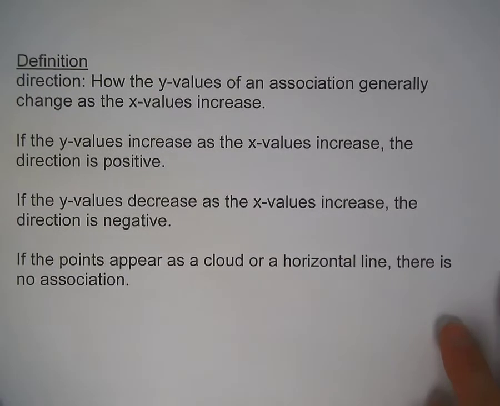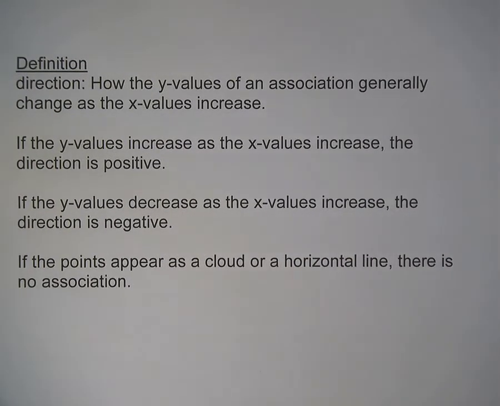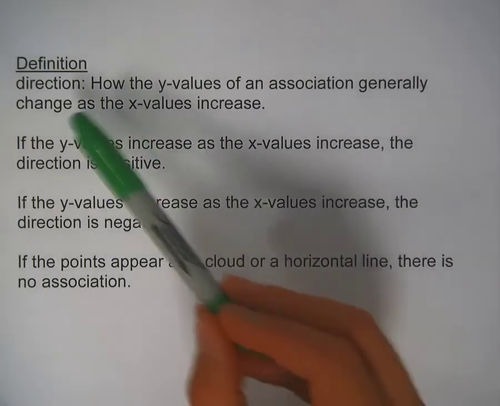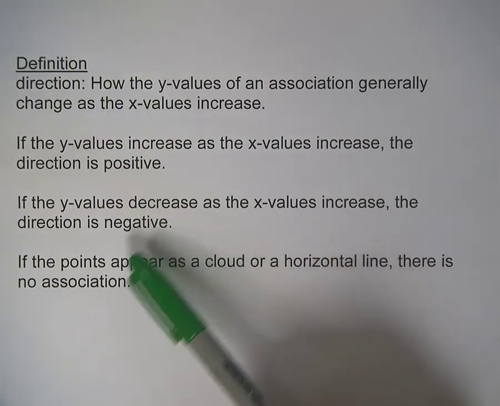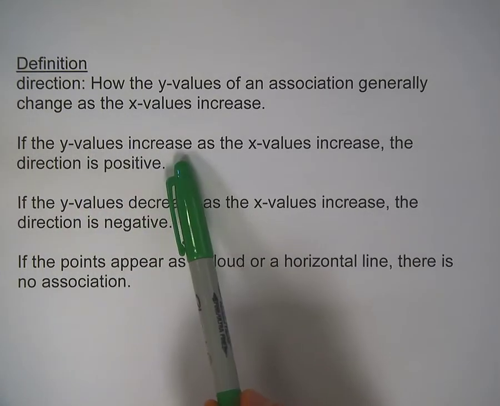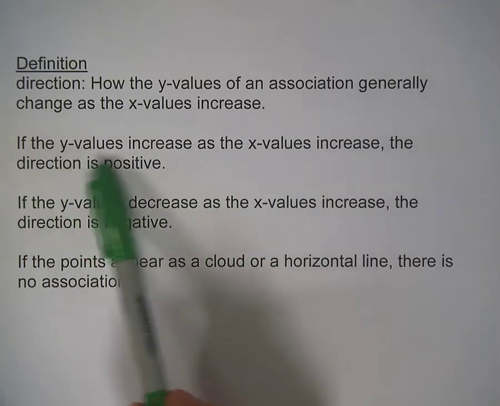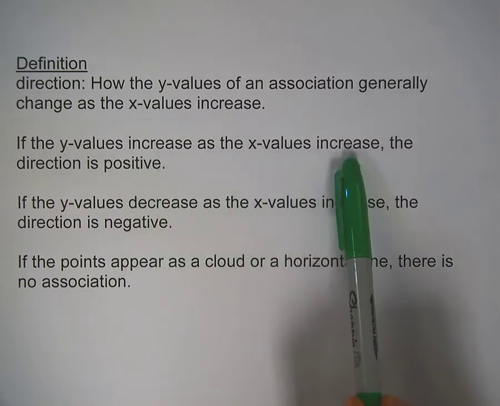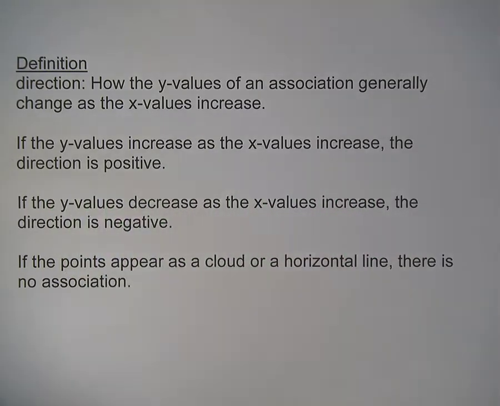So let's start with direction. Direction measures how the y values of an association generally change as the x values increase. We have really three different directions: positive, negative, and no association. If the y values increase as the x values increase, the direction is positive. We'll look at a scatter plot that has a positive association in a minute.